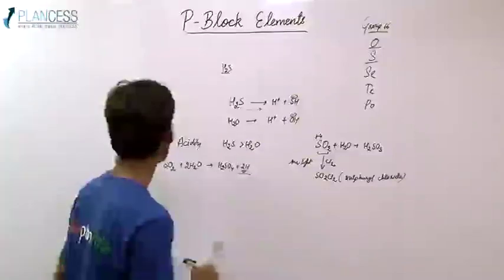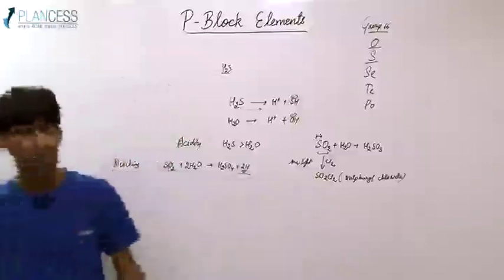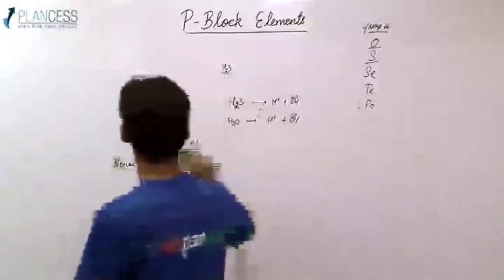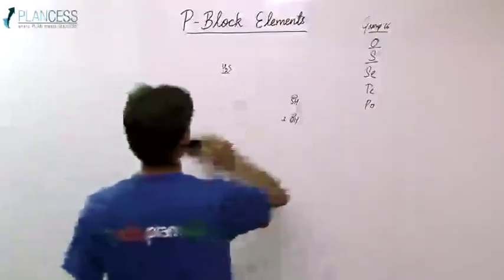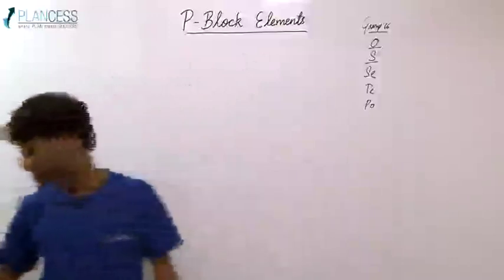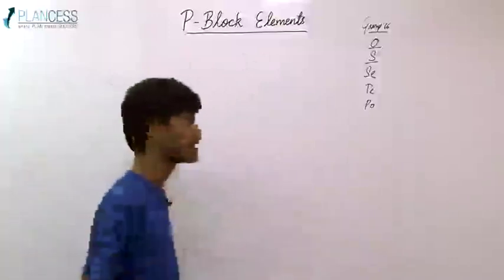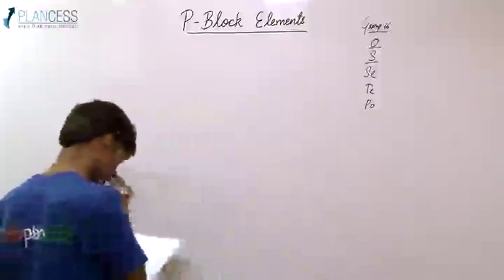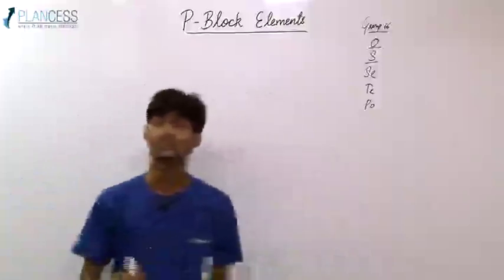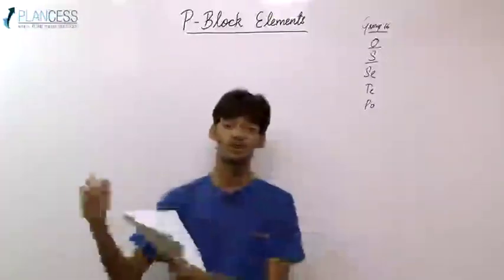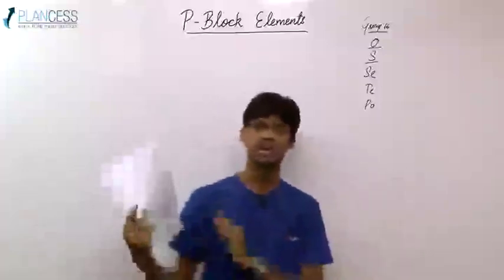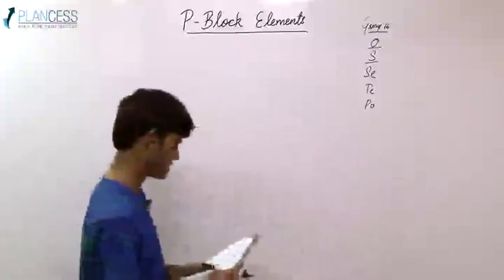So this was SO2. Next, talking about SO3. SO3 again is an anhydride of H2SO4. The aqueous solution of SO3 is very acidic in nature and forms H2SO4, that is sulfuric acid. SO3 is sp2 hybridized, trigonal planar in shape, and it is acidic in nature. It is highly oxidizing because sulfur here is in +6 oxidation state, the highest oxidation state, so it cannot act as a reducing agent, but it can act as an oxidizing agent, and in fact it is a very strong oxidizing agent.